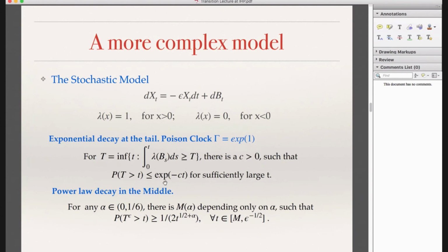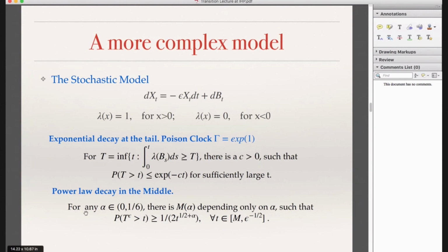The meaning of this result is that when the time is long enough, we can see the exponential decay tail, or the tail should be faster than exponential decay.